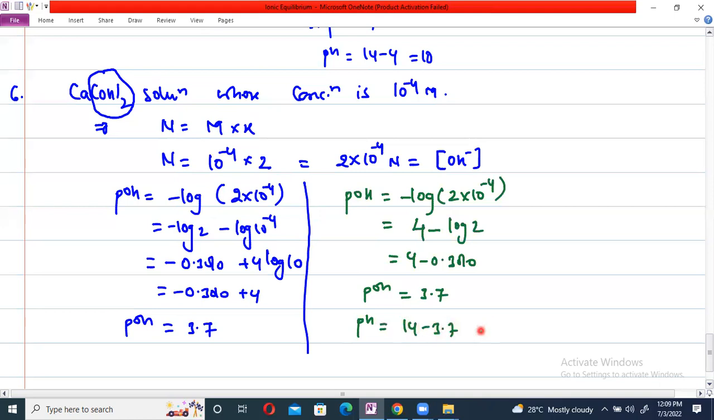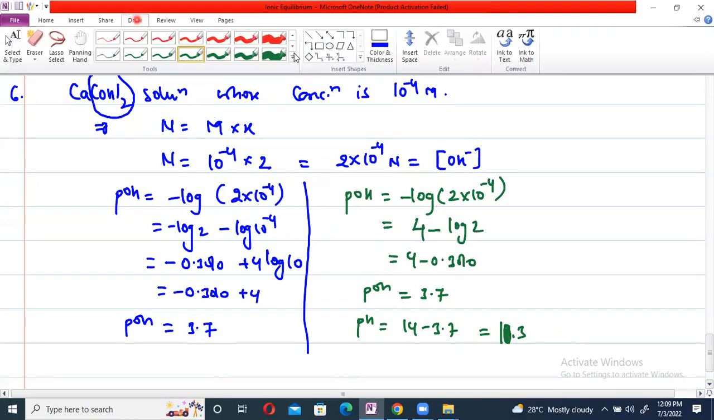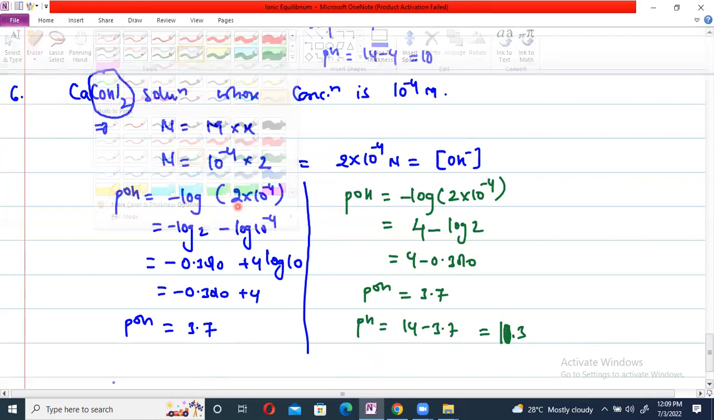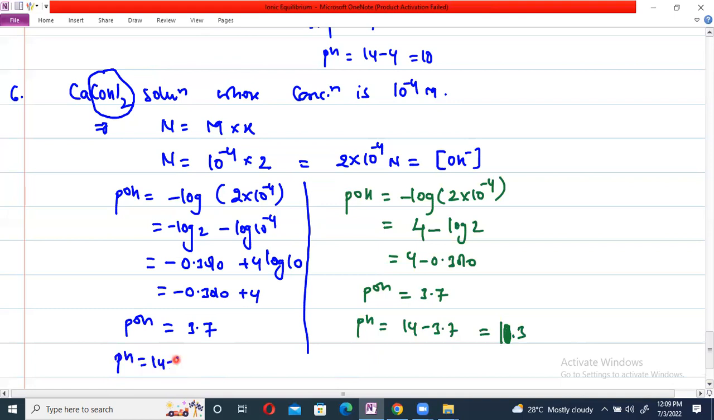Obviously, 14 minus 3.7, right? If you do 14 minus 4, it becomes 10. Now it becomes 9.3, because 7 plus 3, 10, 0, 1, 10, 9 plus 1, 10 plus 3, 13. Sorry, beta. It is 10.3 is the pH of the solution. Same way here also, pOH is 3.7. So I will get pH equal to 14 minus 3.7, 10.3 is the pH of the solution.